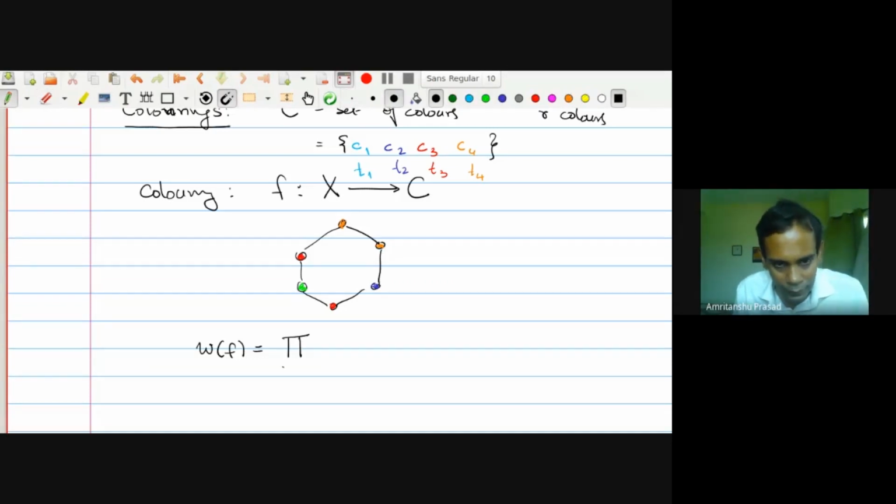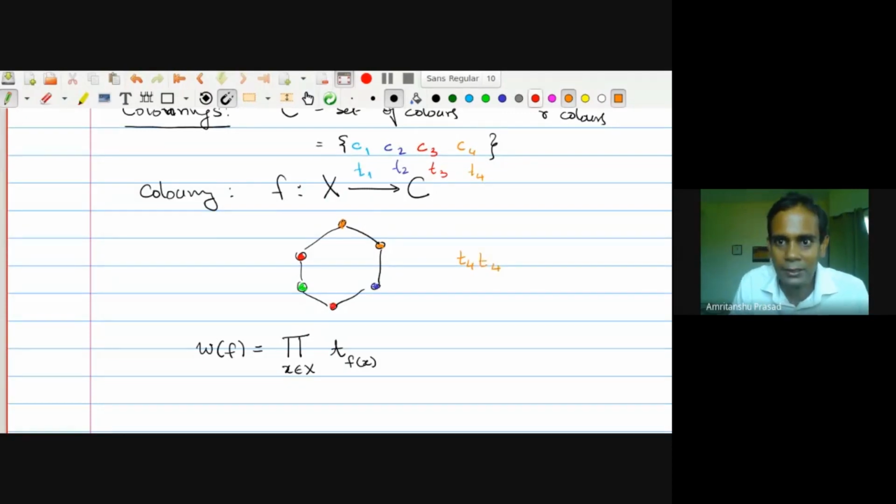Product x belongs to X, T subscript color of x. Okay, so let's figure out what is the weight of this coloring here. So the weight of this coloring, first I'll take this first bead, its color is T4. The second bead also, its color is T4.